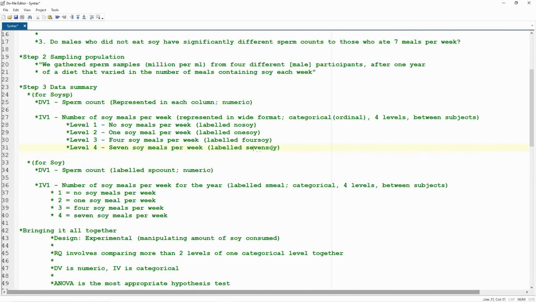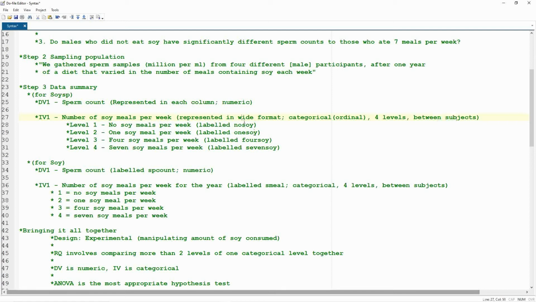For the purposes of this unit, that's all you need to understand, just being able to identify nominal from ordinal, and that's as far as you have to take it. We have 4 levels of this categorical IV, and it's between subjects, which means people are allocated to one type or one amount of soy meals per week.